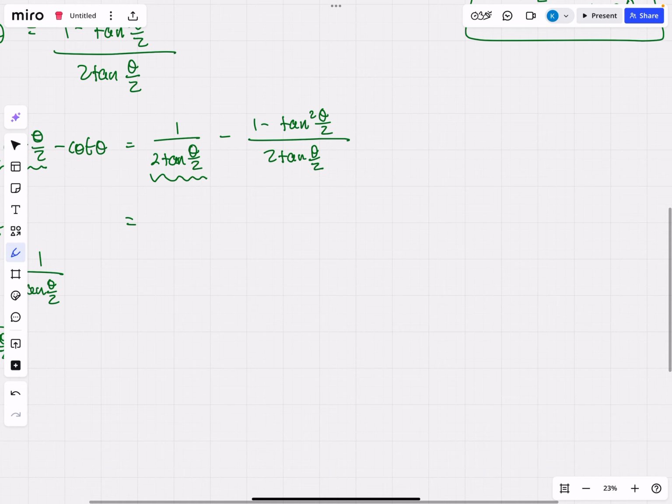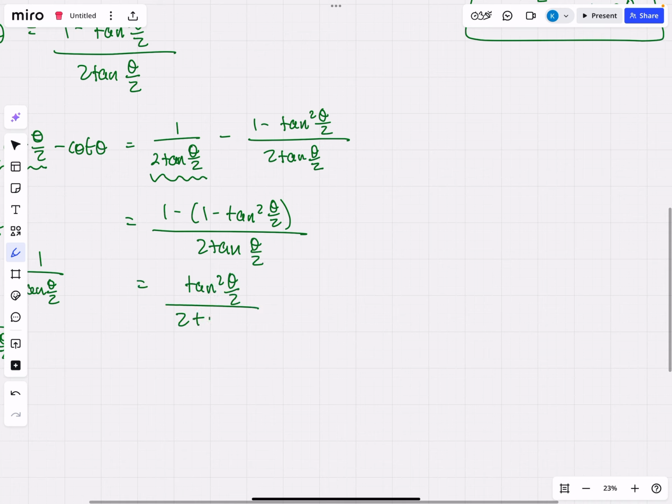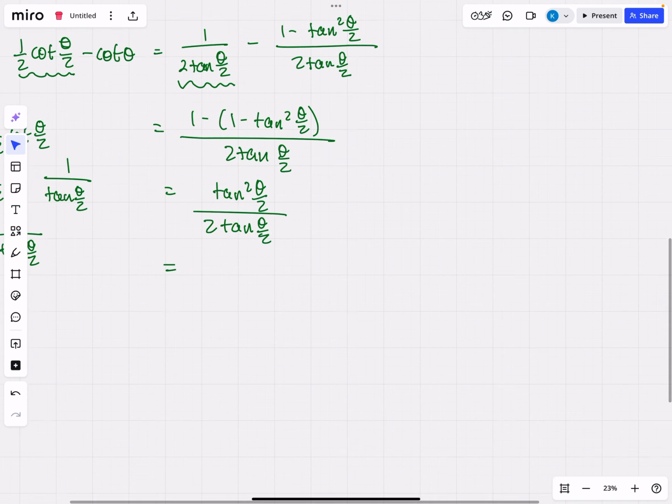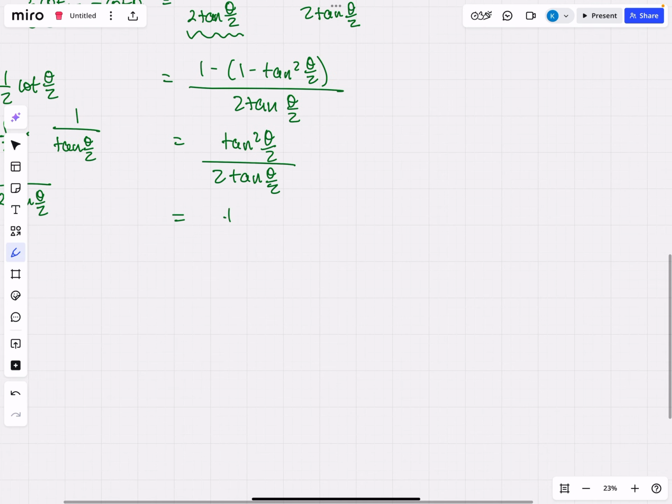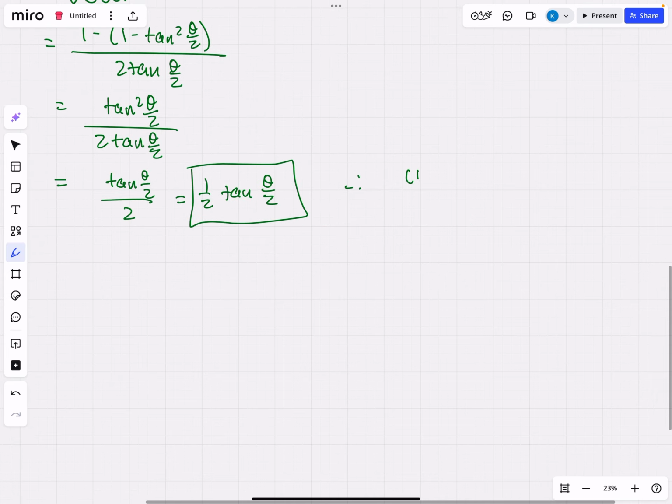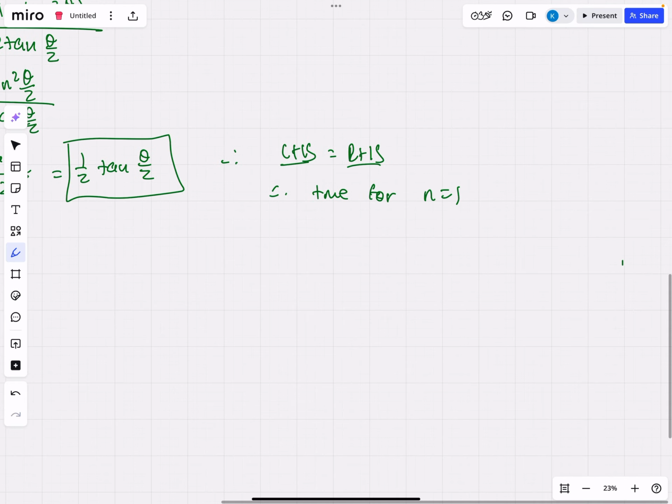They have the same denominator, so we can subtract them. 1 minus tan squared theta over 2, okay, and let's just cancel the tan theta over 2's. So we end up with tan theta over 2 over 2, which equals 1/2 tan theta over 2. Hence, the left-hand side equals the right-hand side. Therefore, true for n equals 1, the base case. So we've proven the base case.